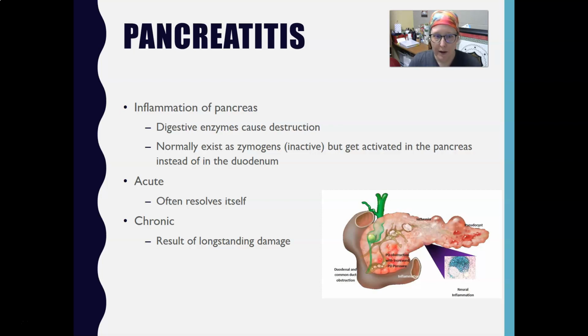And so basically the normal digestive enzymes that are supposed to digest foodstuff are digesting the pancreas. Acute pancreatitis often resolves itself, and chronic pancreatitis is usually the result of long-standing damage. In this picture, you can see there are gallstones showing that blockage. Stone formation can cause blockage of these ducts and keep these enzymes from flowing, and then causing pancreatitis.